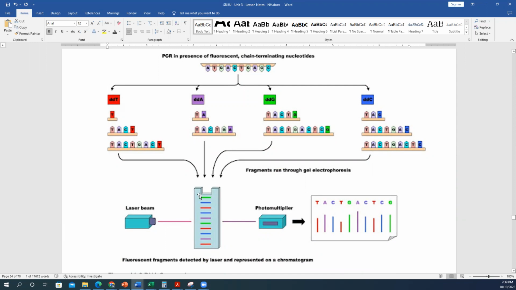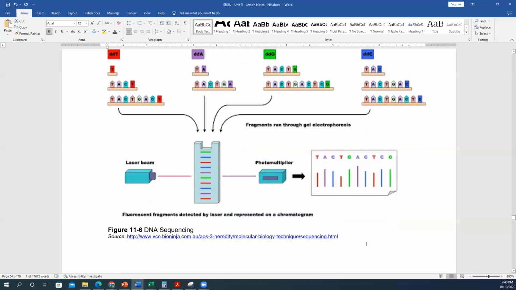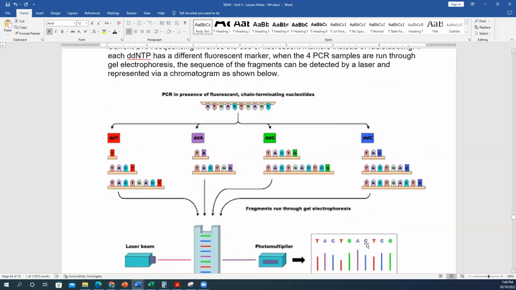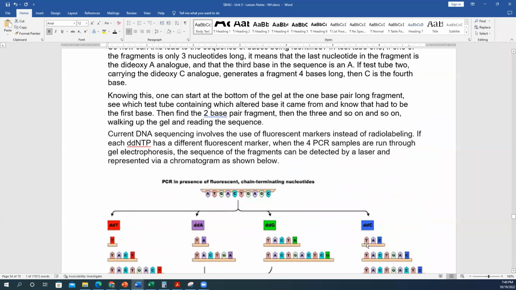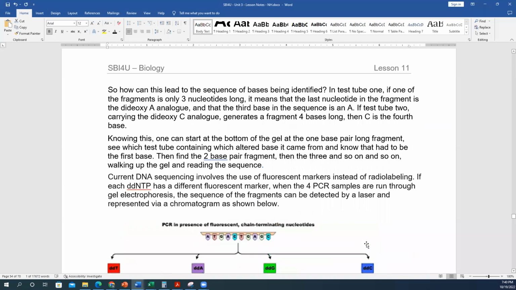filled with agarose gel. And then as the current is applied, these bands will separate, and then a laser beam can detect what wavelength of light is being emitted by the different colored fluorescent probes that are on each one of these fragments, and as a result give you a sequence output. So it's actually a very clever way of figuring out the sequence of the DNA.